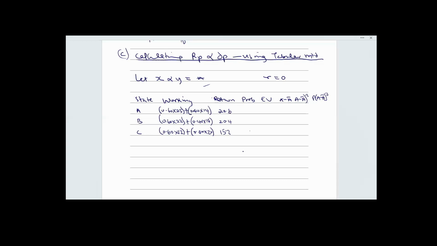But in this case, the two of them have the same probability. Therefore, there will be no need for that. Since they have the same probabilities of 0.3, 0.45, and then 0.25, all I need to do now is to get my expected value by multiplying the return.